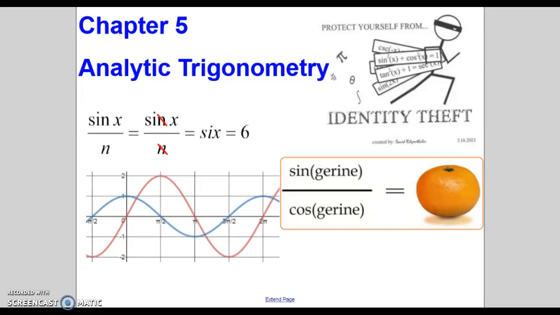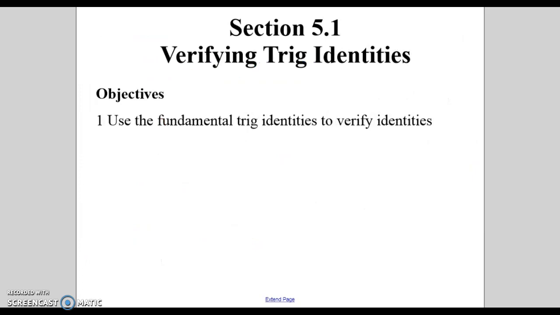Hello pre-calc students and welcome back. Today we are continuing section 5.1, verifying trig identities.